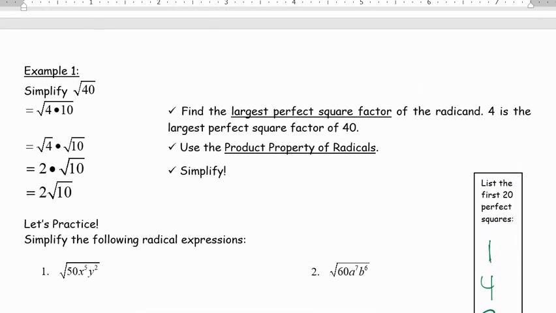Here's our example up here of what we're doing. We're simplifying the square root of 40. 40 is not a perfect square, but we can break it up into a perfect square and a non-perfect square. We want the largest perfect square we can find as a factor. So we break it up into the square root of 4 times the square root of 10. We know the square root of 4, so we take the square root of 4, and then we have the square root of 10. That's what we're working with today.